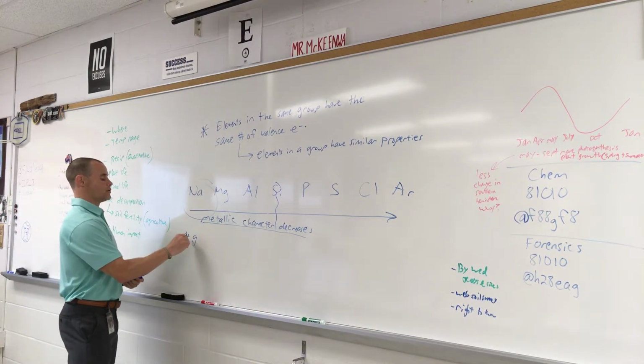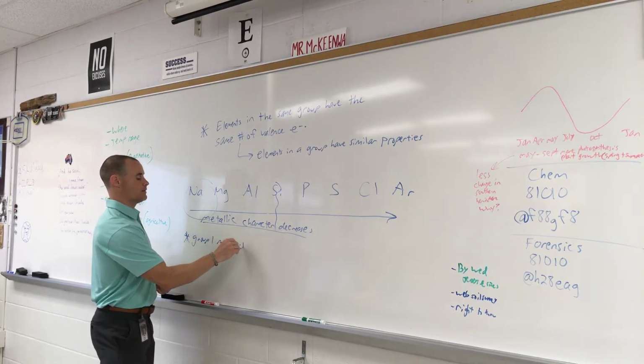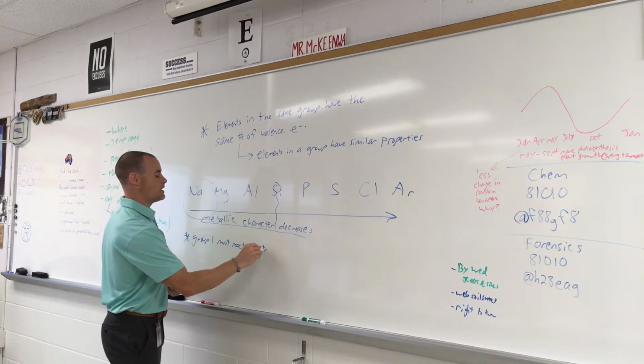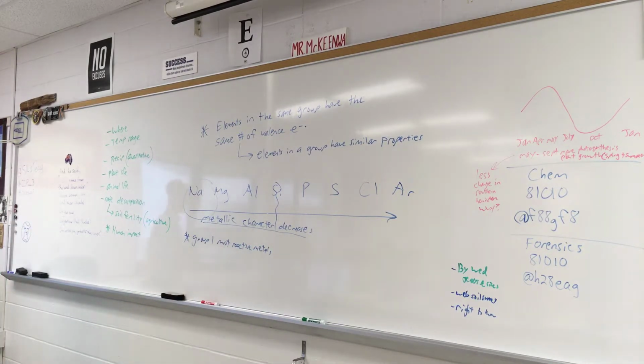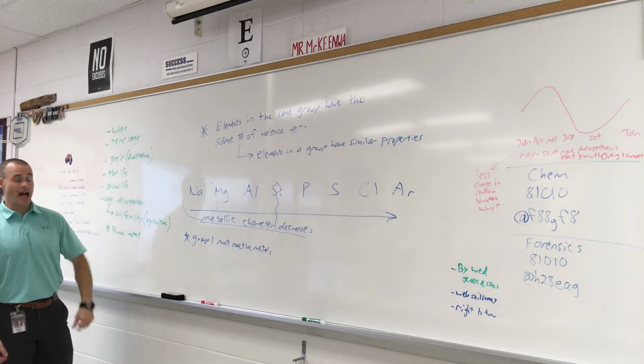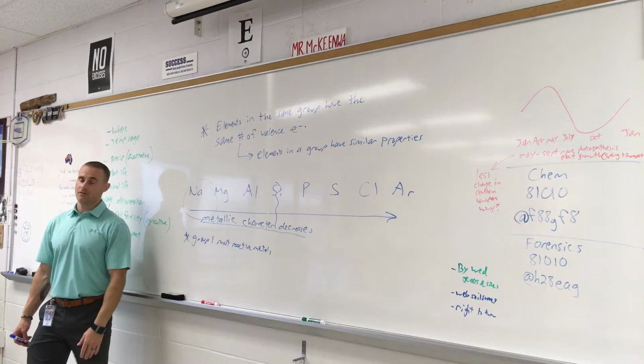So, next thing we're going to write here. Group 1, most reactive metals. Most reactive metals. And that's what I mean by metallic character. So in this class, that's what we mean when we say a good metal. We mean how well does it react. So group 1 is the most reactive metals.